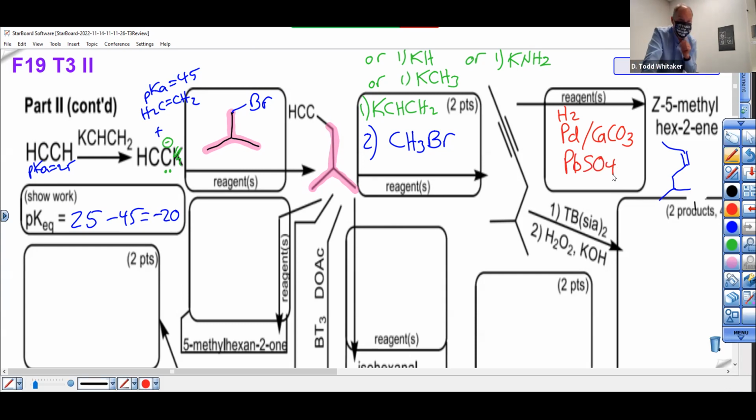If you write Lindlar's catalyst in the box, which is a very common answer, it only gets a half point because you forgot the H2. Many students believe that H2 is part of Lindlar's catalyst. They are wrong. There is zero hydrogen in Lindlar's catalyst. So if you forget to put hydrogen, the best you can do is half credit. You need all four of those, or you can write as promised, or H2.